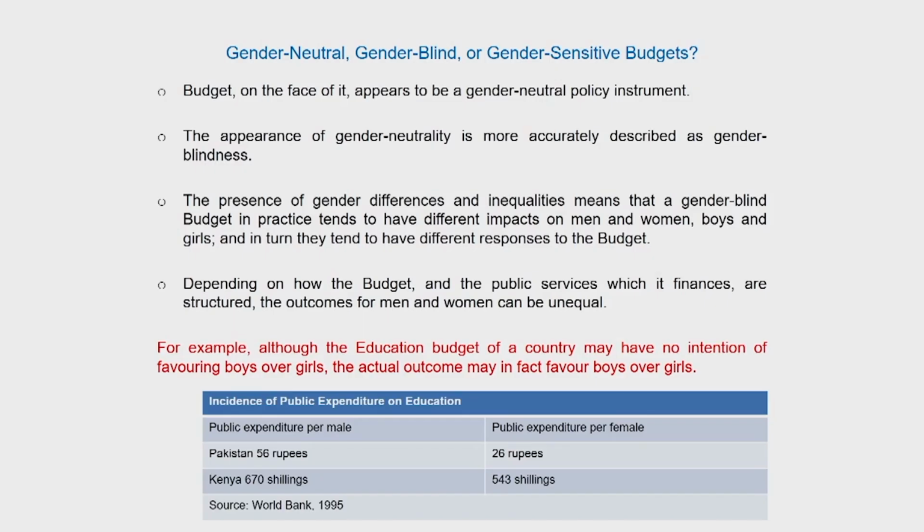So the presence of gender differences and inequalities means that a gender blind budget in practice tends to have different impacts on men and women, boys and girls, and therefore will lead to different responses to the budget. And depending on how the budget and the public services which it finances are structured, the outcomes for men and women can be unequal. You can look at this example on your slide with respect to Pakistan and Kenya. Although the education budget of a country may have no intention of favoring boys over girls, the actual outcome may in fact favor boys over girls.